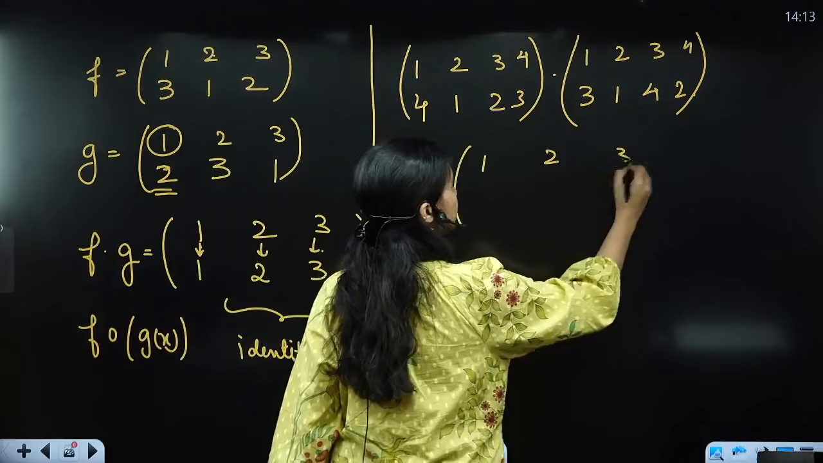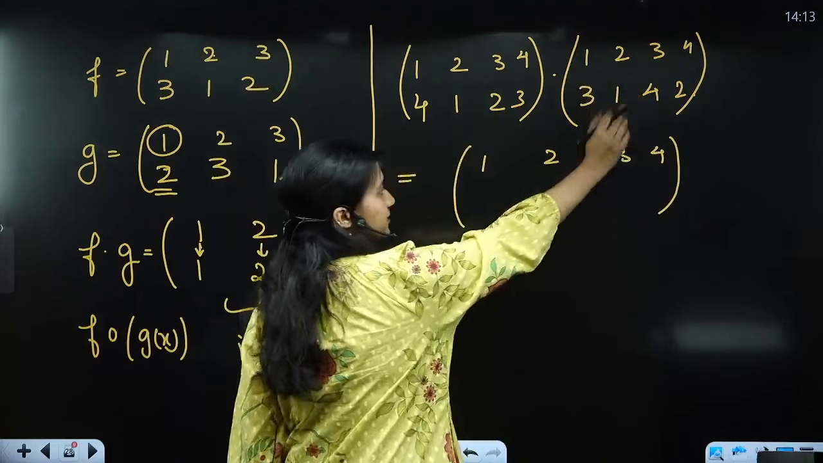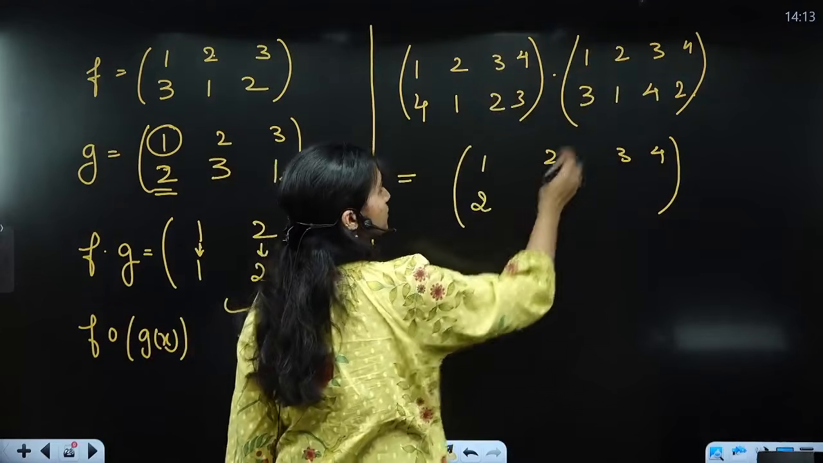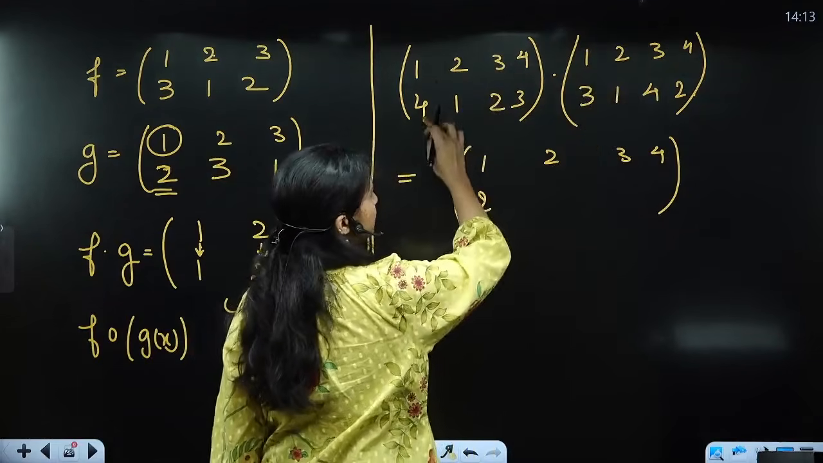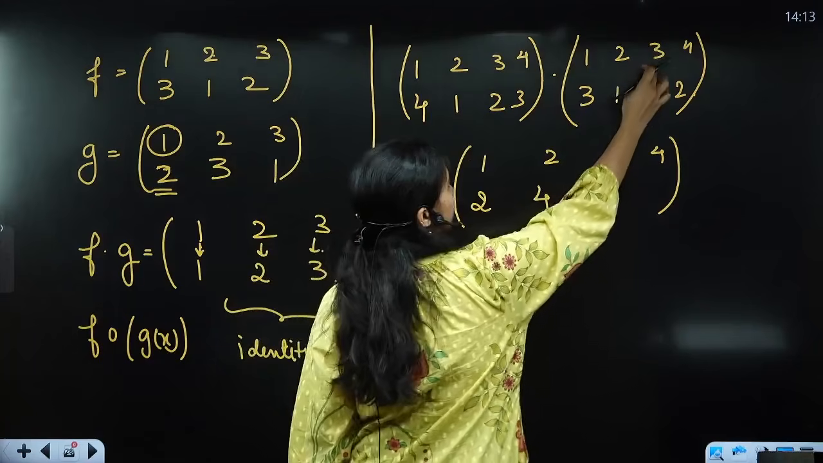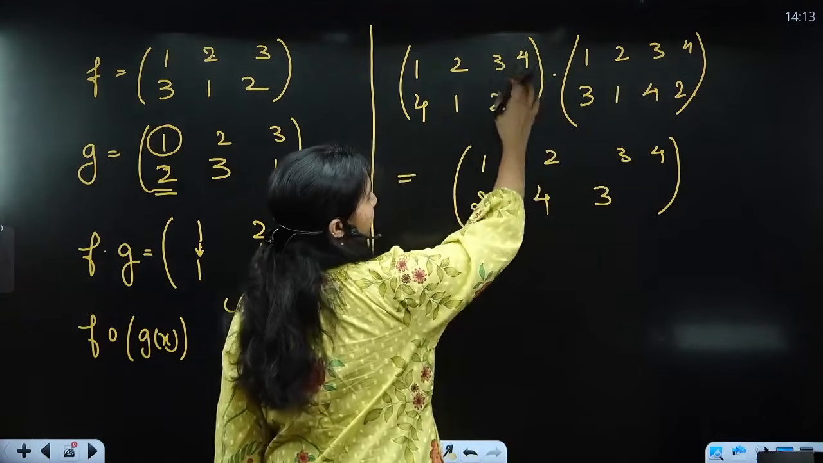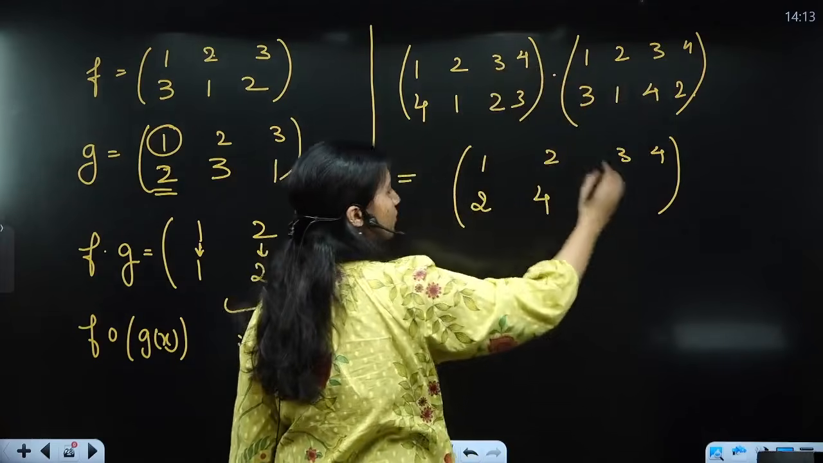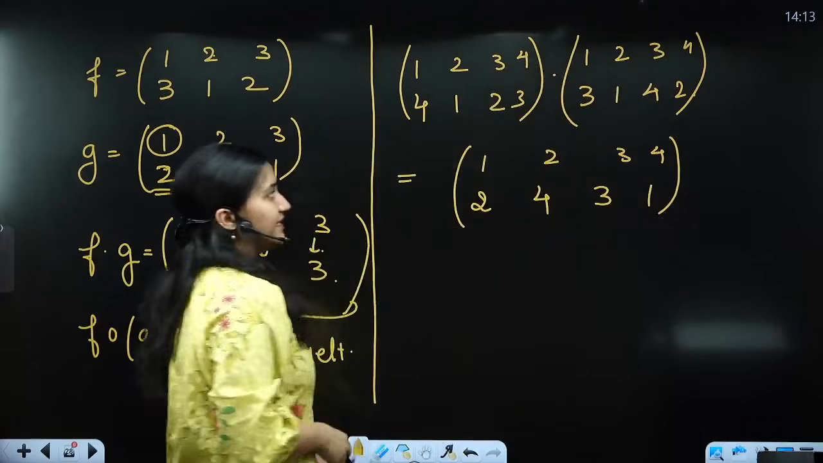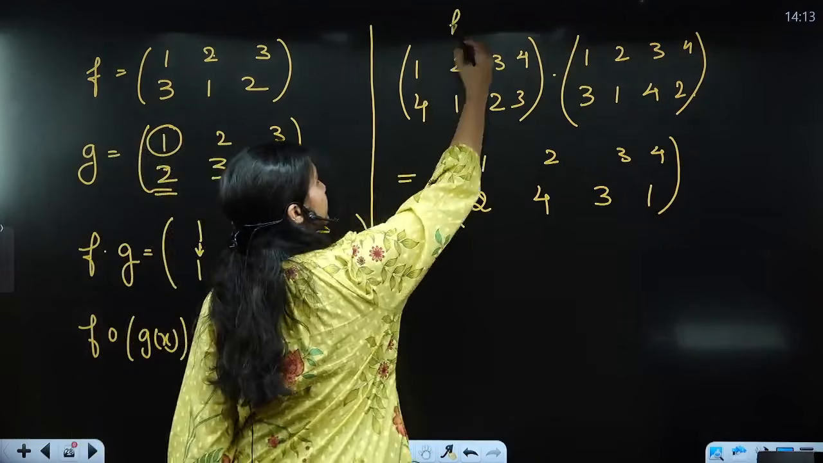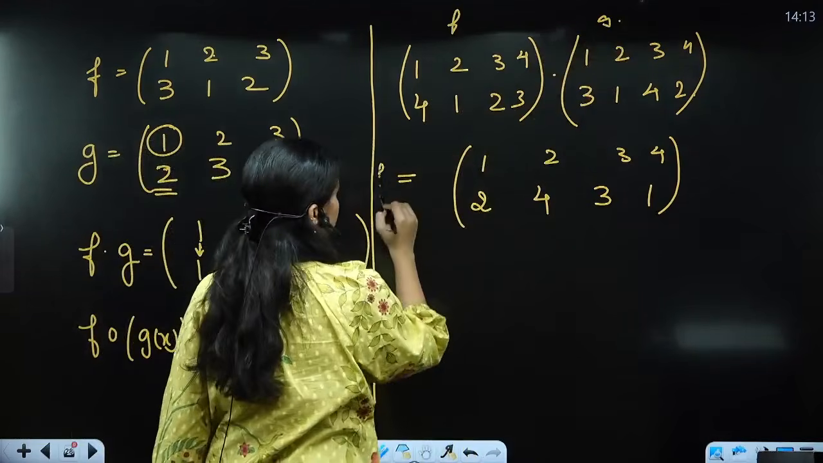1, 2, 3 and 4. So I'm going to start from here. 1 is mapped to 3 and 3 is giving me 2 here. So 2 is mapped to 1, 1 is mapped to 4. 3 is mapped to 4. So 4 is mapped to 3. And finally 4 is mapped to 2 and 2 is mapped to 1. So basically this is f of g. That means if this is f, this is g, this is fg, right?